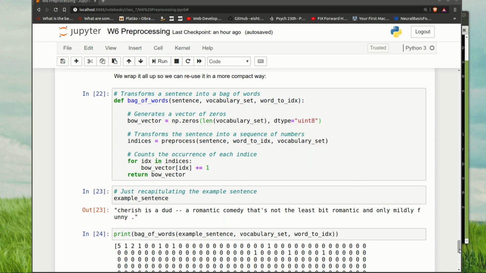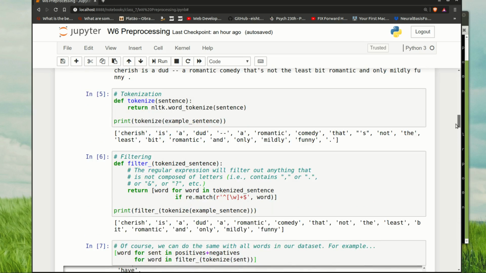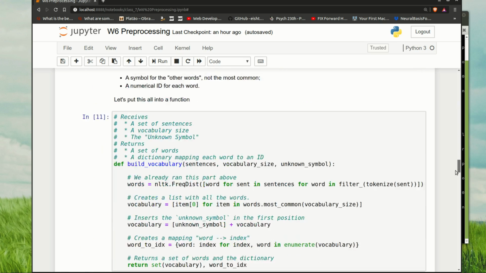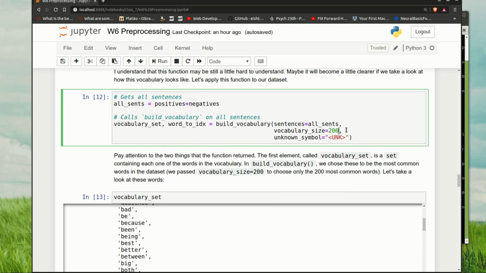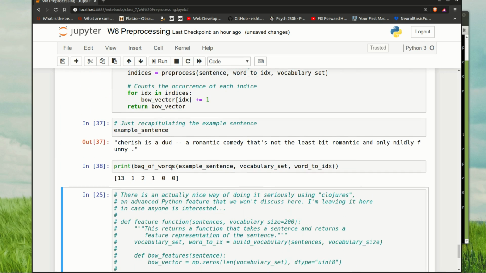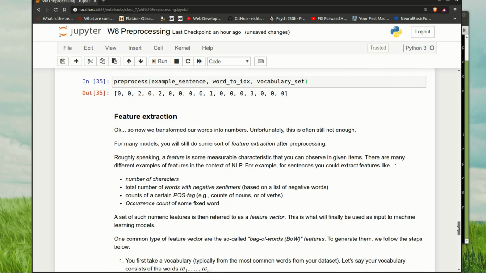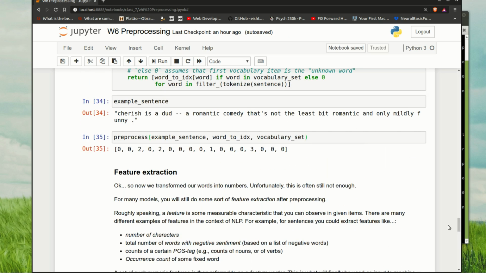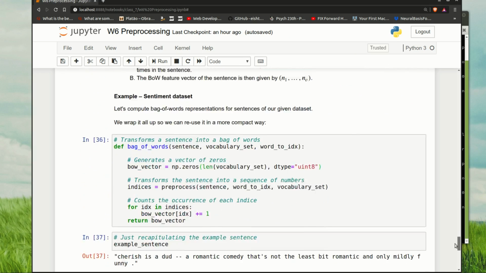Just a comment about how the bag of words works. I want to give you an example of the same sentiment data set, but in this build vocabulary call, instead of giving 200, I want to give only 5. Then I'm going to run everything again. So now there are only 5 words in my vocabulary. Only 5 words are known, and all the others are grouped together in this unknown symbol. Let's take a look at which words these are.